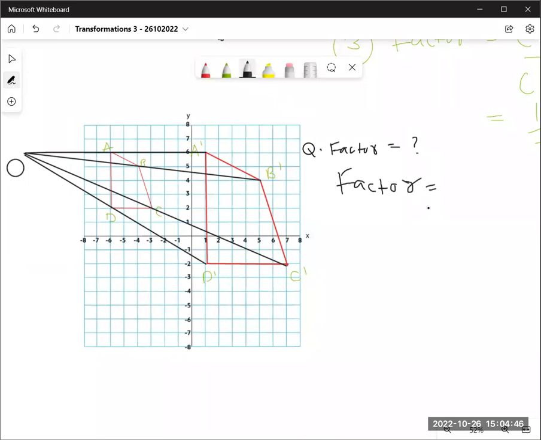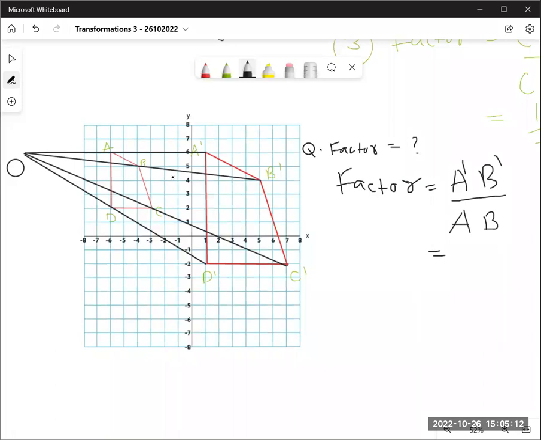So what is the factor equal to? It's going to be A dash B dash divided by A and D. A dash and D dash. Perfect. Now, Manvi, what is the size of A dash B dash?